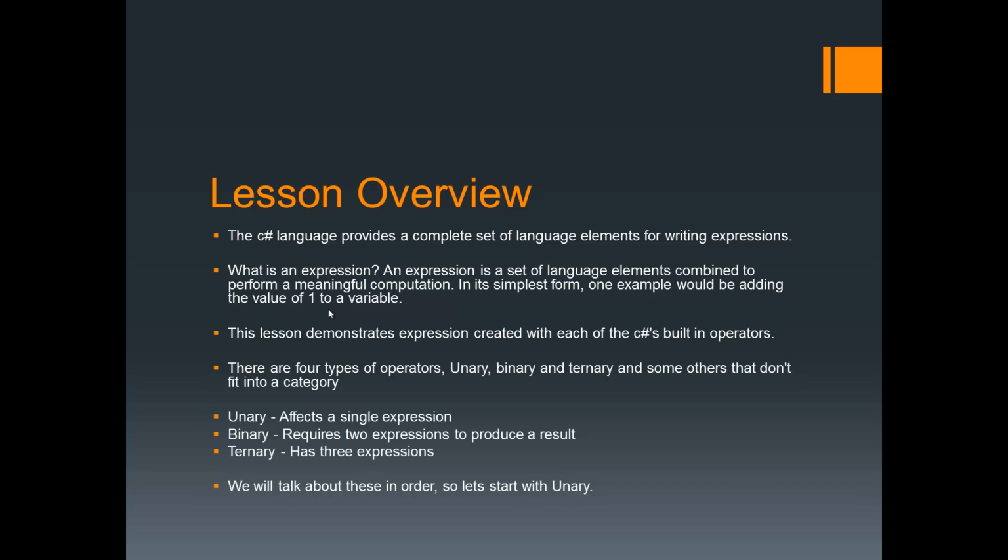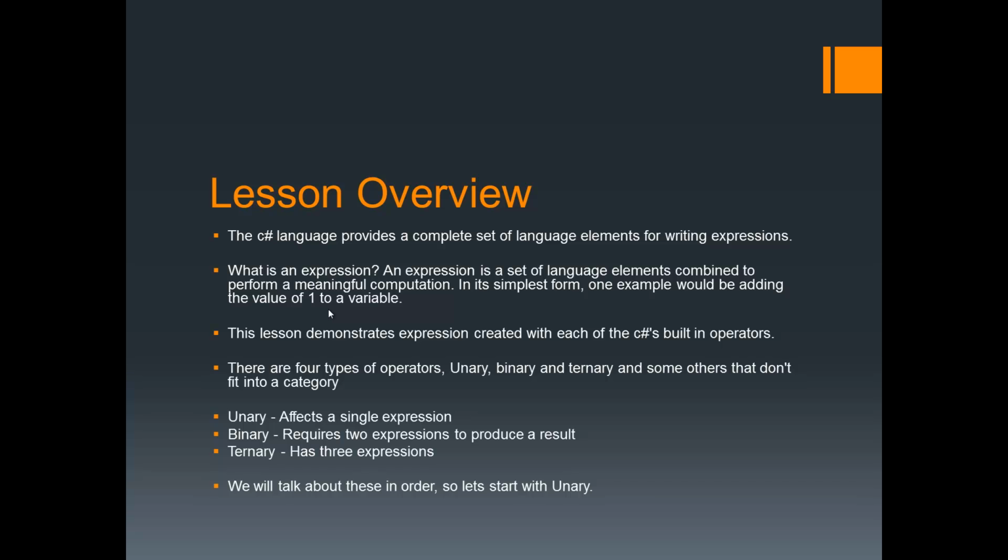There basically are 4 types of operators. You have your unary, binary, ternary, and then there are some others that don't fit into a category. What do those different categories mean? Unary is basically singular, and it affects a single expression. Binary requires 2 expressions to produce a result. An example would be like A plus B. Then you have your ternary that has 3 expressions. They're a little more complicated, and we'll look at those later on in the lesson. So we'll talk about these in order.